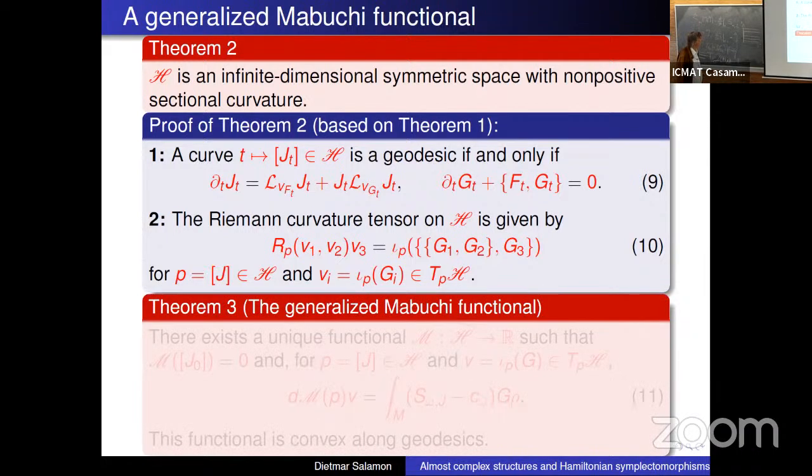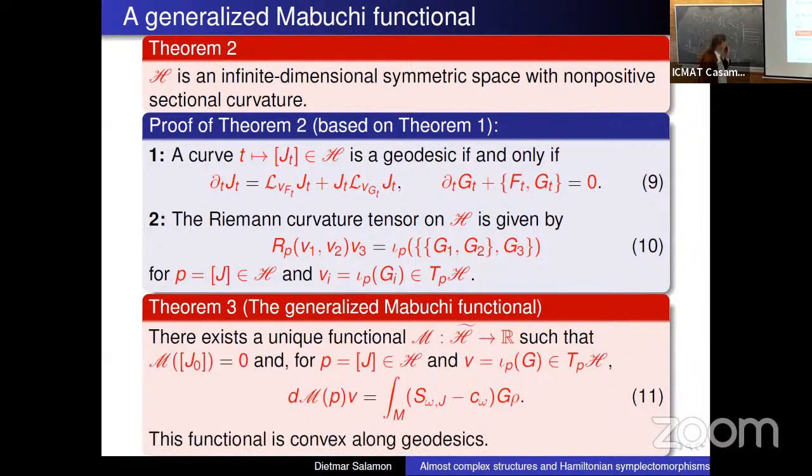And then the third theorem is that one gets a generalized Mabuchi functional. If one just, in a straightforward manner, carries over the definition of the Kempf-Ness function to this infinite dimensional situation, which Mabuchi did in the integrable case, then one would get this formula. The observation is that, with the help of theorem 1 again, this functional that one gets here is first of all well defined, and also convex along geodesics.